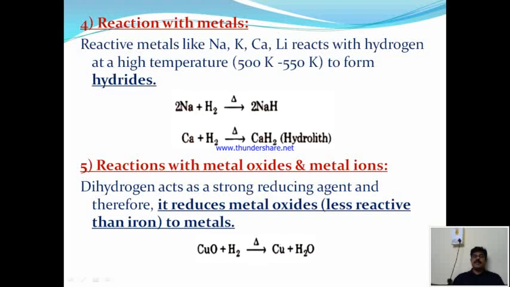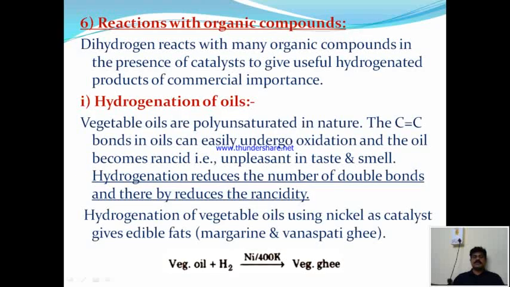The fifth important chemical property of hydrogen is reaction of hydrogen with metal oxides and metal ions. Remember, hydrogen acts as a strong reducing agent and therefore reduces metal oxides into respective metals. In this case, copper oxide is reduced by hydrogen to copper, whereas hydrogen itself undergoes oxidation to form water.